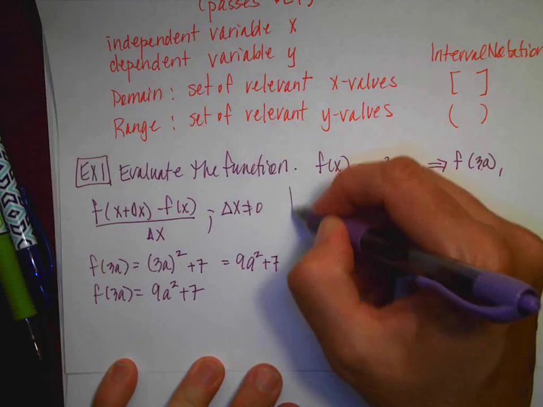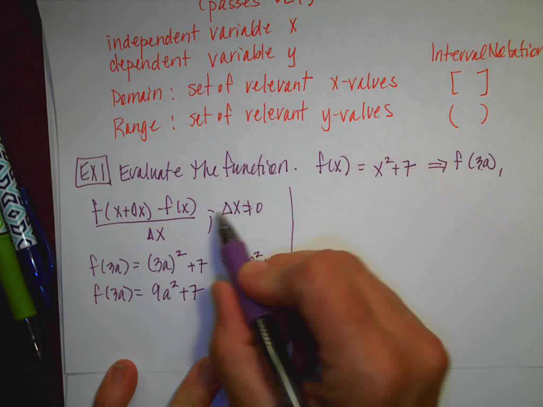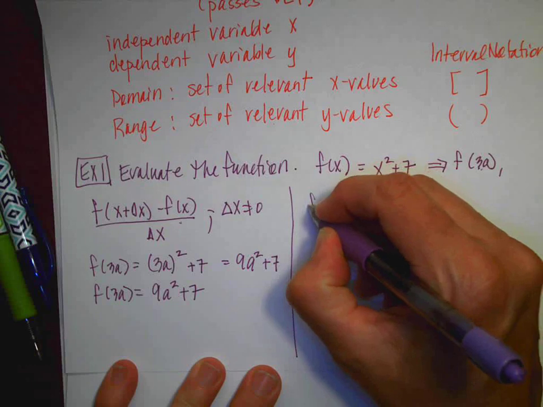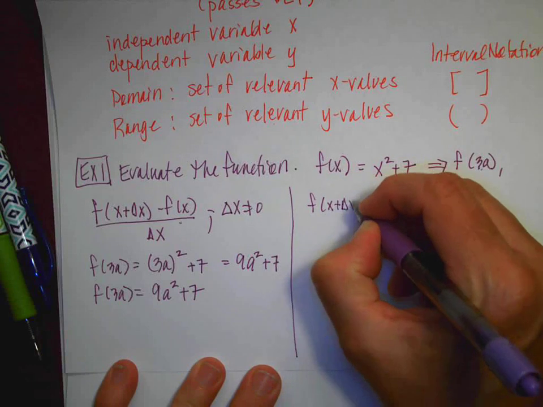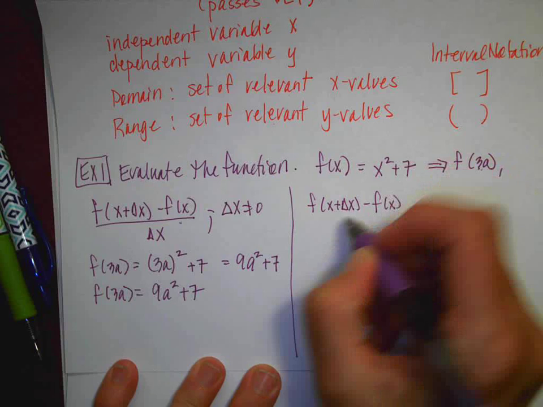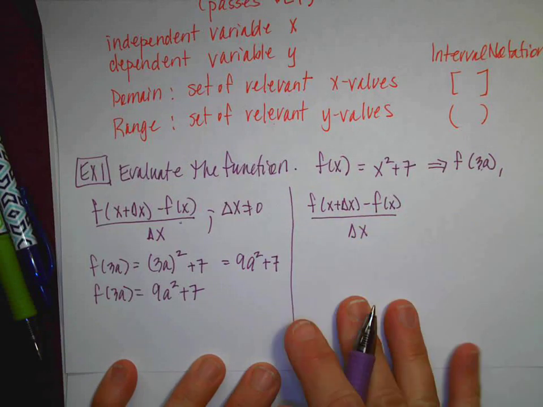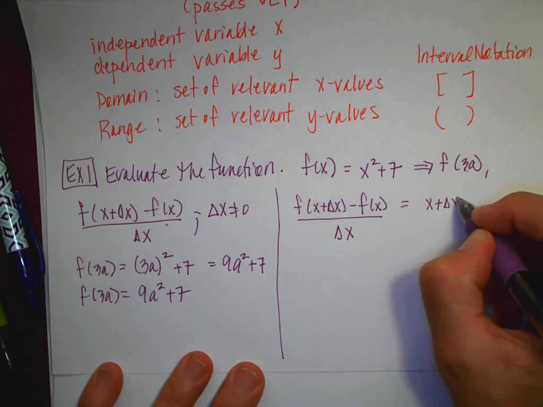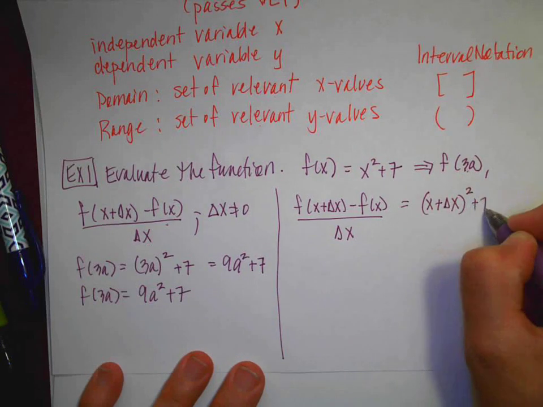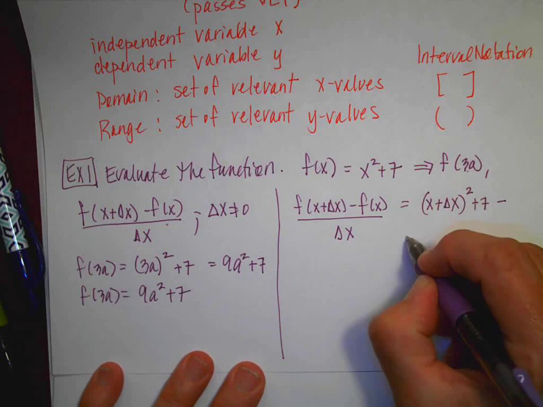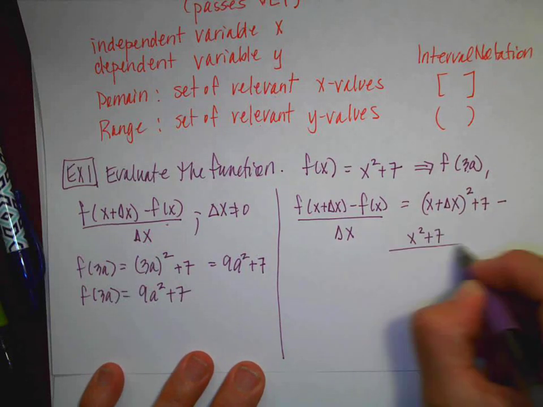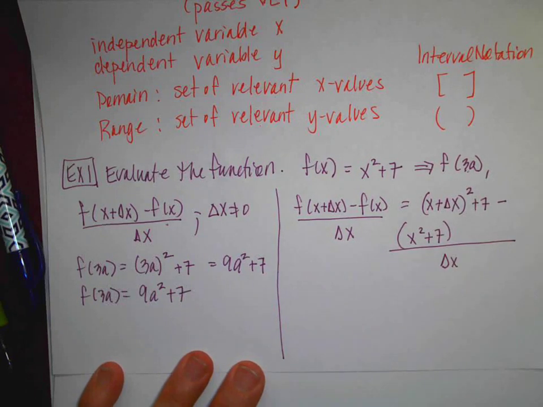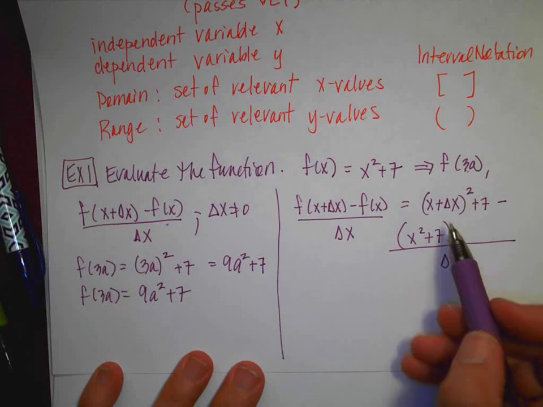To do the second one, I'm going to come up here because I need a little bit more room. When I do the second evaluation, f of x plus delta x minus the original function, all over delta x, you're going to see this many times this year. So this is going to be x plus delta x quantity squared plus 7, minus x squared plus 7, and all of that is over delta x. And I need to put that in parentheses to make sure that I don't mess up my signs.